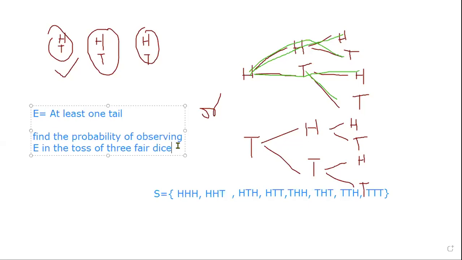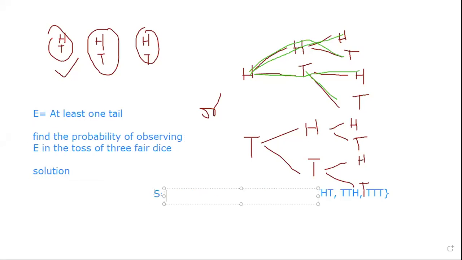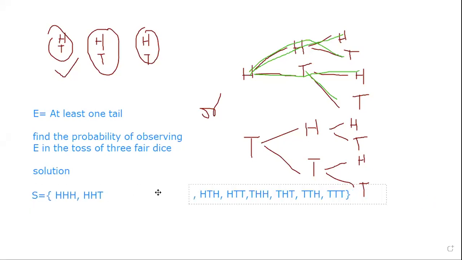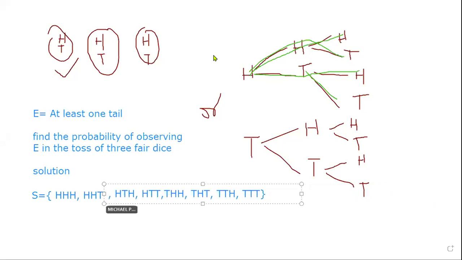Good. So first, like we said, in our solution, the sample space has been clearly defined here. Let me select this. So your sample space is defined. You've already defined it. Then the next thing is we have to look for the members in your event.